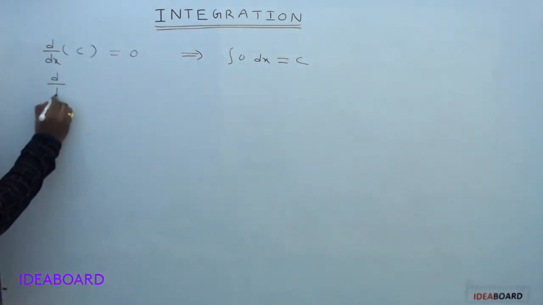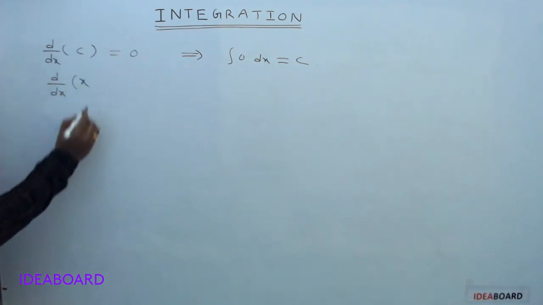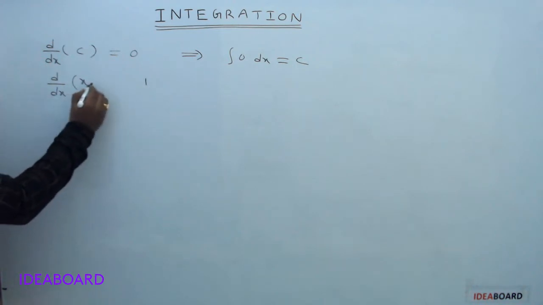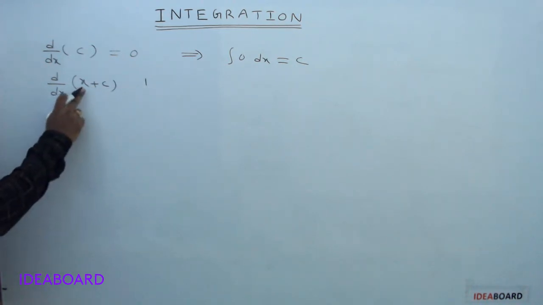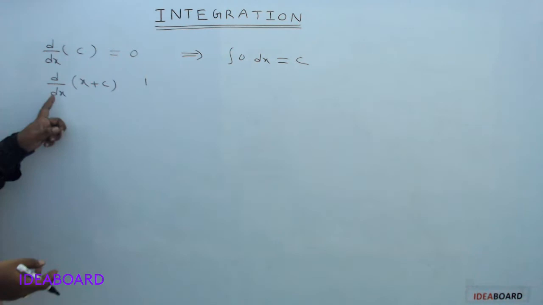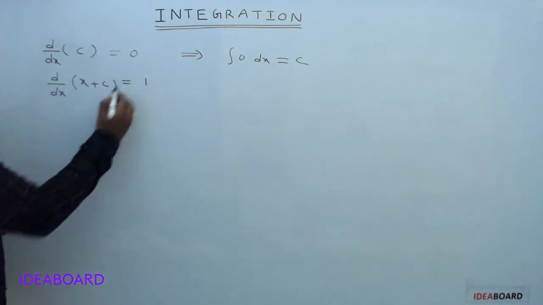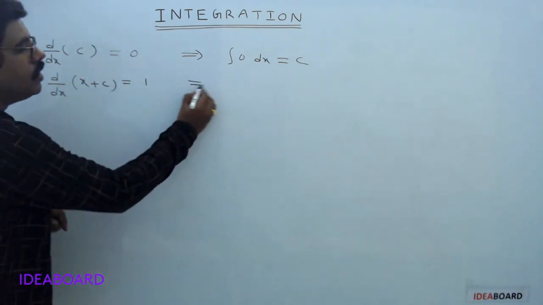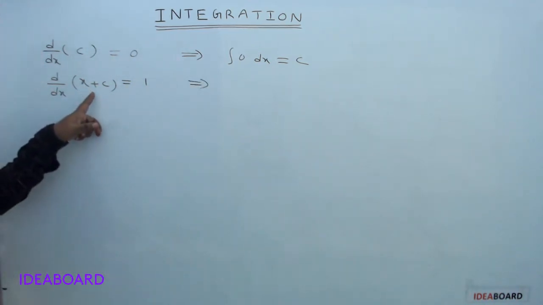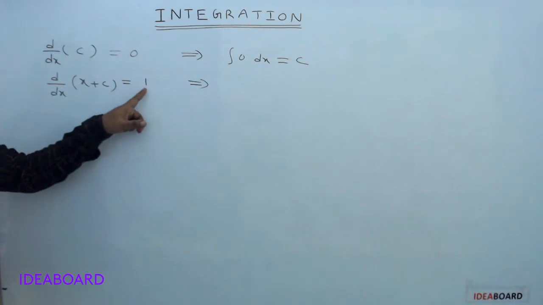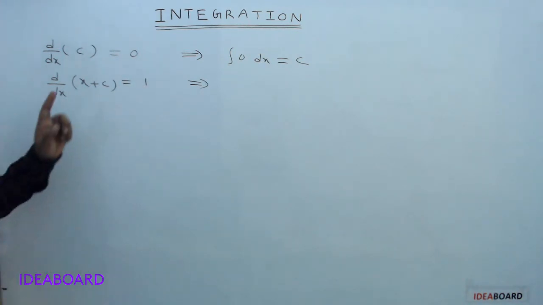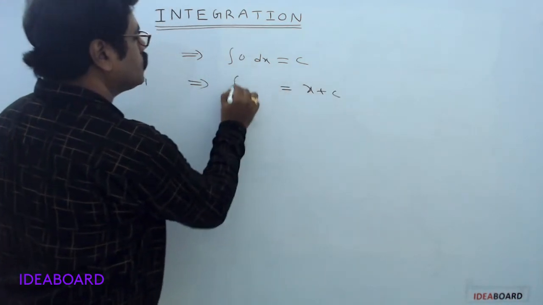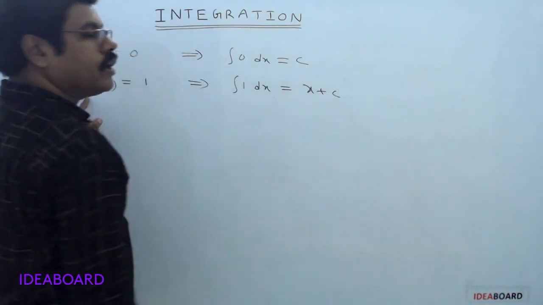What is the derivative of x? Derivative of x is 1. Suppose if you add a constant term to this x, then also derivative of x plus c is 1. If derivative of x plus c is 1, then this x plus c is called integral of 1 with respect to x. It can be written as x plus c equals integral 1 dx.